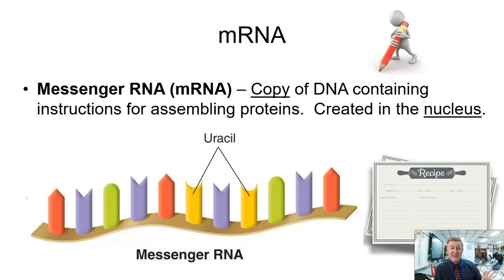It's created in the nucleus. The DNA doesn't ever leave the nucleus. The DNA stays contained inside the nucleus. But what happens is that we got to make a copy of the information in our DNA so that that information can then be taken out to the outside part of the cell to be used. So messenger RNA, mRNA, that's the first type of RNA. That is the copy of the original information.